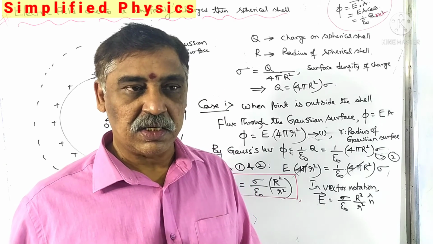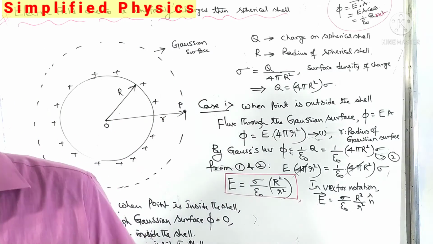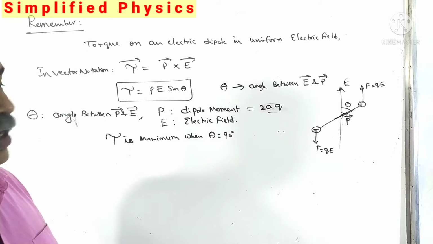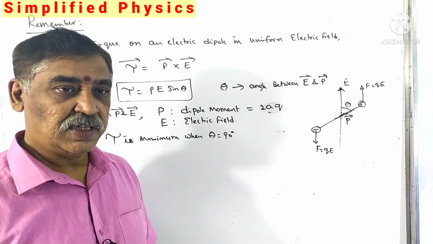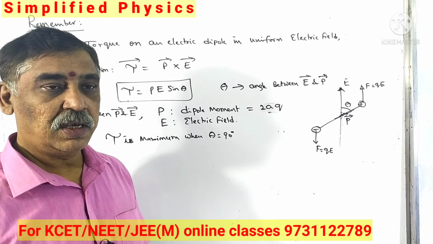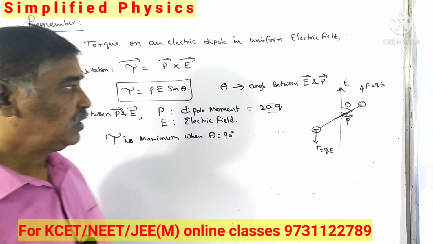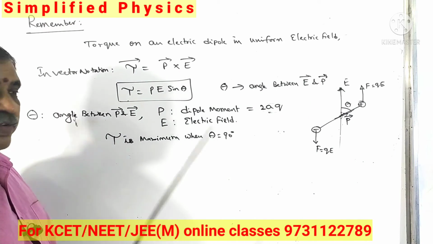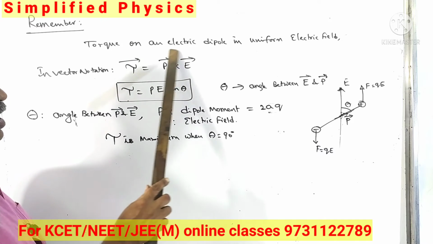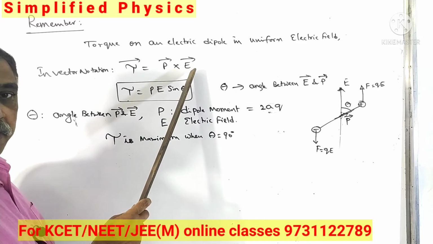We have one last point which you are supposed to remember for a 1 mark or 2 mark question. The last topic in this chapter is torque on an electric dipole. In the examination, they ask you only to write the expression for torque on an electric dipole placed in a uniform electric field, so derivation is not required. If you remember this formula, that is enough. I have given the vector form also: torque tau is equal to P cross E, vector P cross vector E.